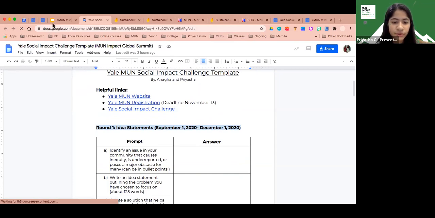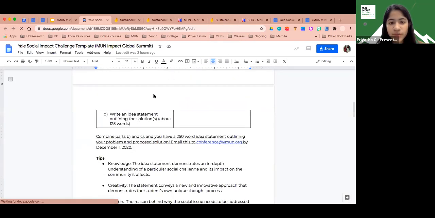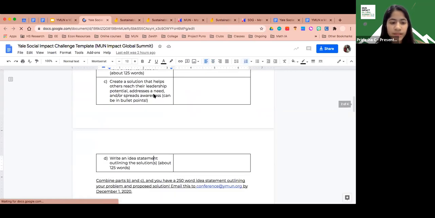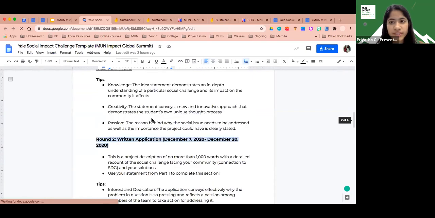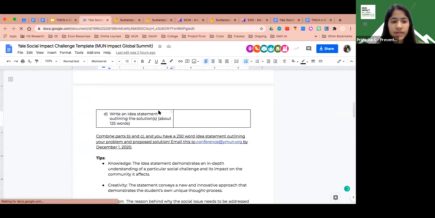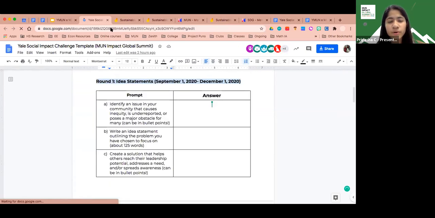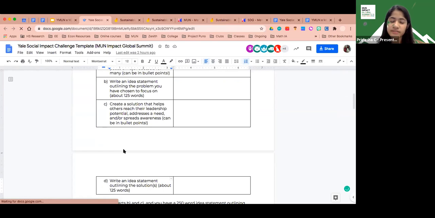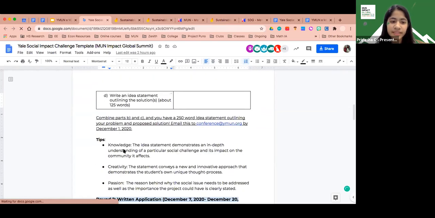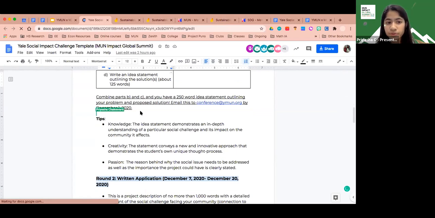For example, if you're scrolling through, you can see that in round one, I created a table where there are four different parts, and this has to do with the idea statement. Part A is to identify the issue. Part B is to write a few words about that problem. Part C is to bullet point some solutions. Like I was talking about with an MUN resolution before, this can be all sorts of things. You want it to be a holistic proposal, not just something that tackles one aspect of the problem. And then part D is to outline the solution in paragraph form. The end of round one would be to create a 250 word idea statement as a whole, talking about your problems and the solutions. So that's just a little bit of a summary of the entire document for those of you who are interested.